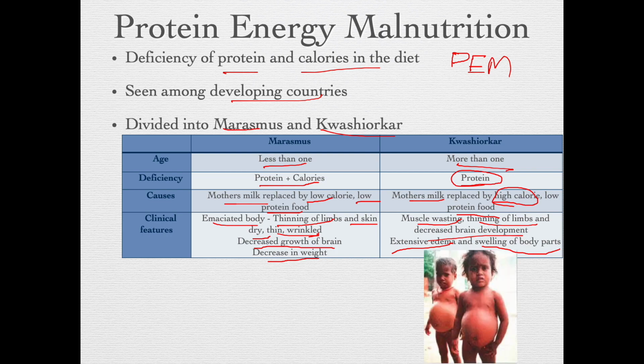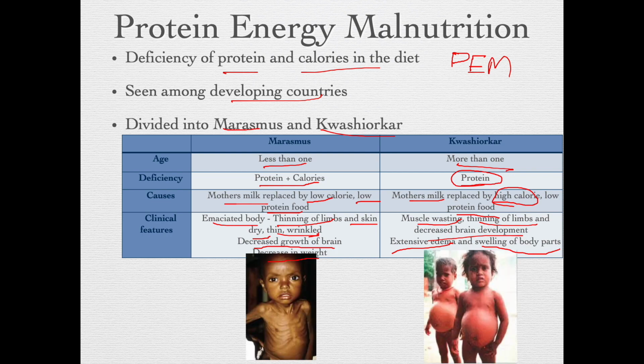These are two pictures that show the stark contrast between the two conditions, and here you can see the emaciated figure of marasmus, whereas there is swelling and extensive edema in kwashiorkor. With this, we will conclude our topic of the gastrointestinal system.